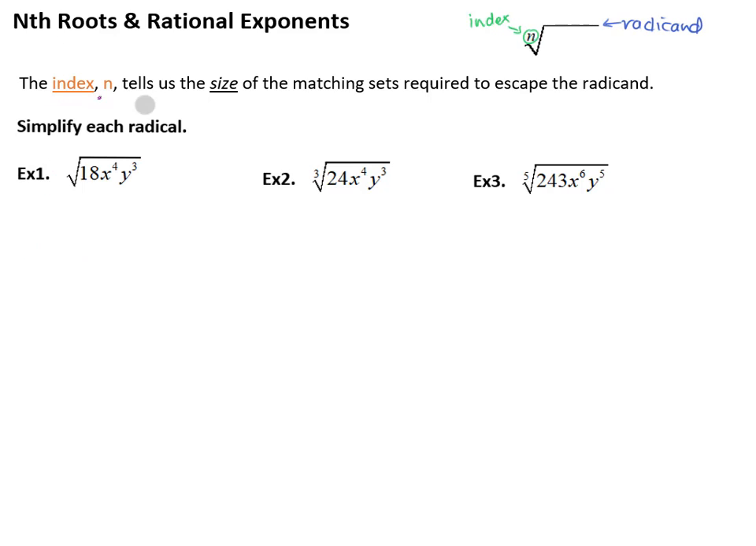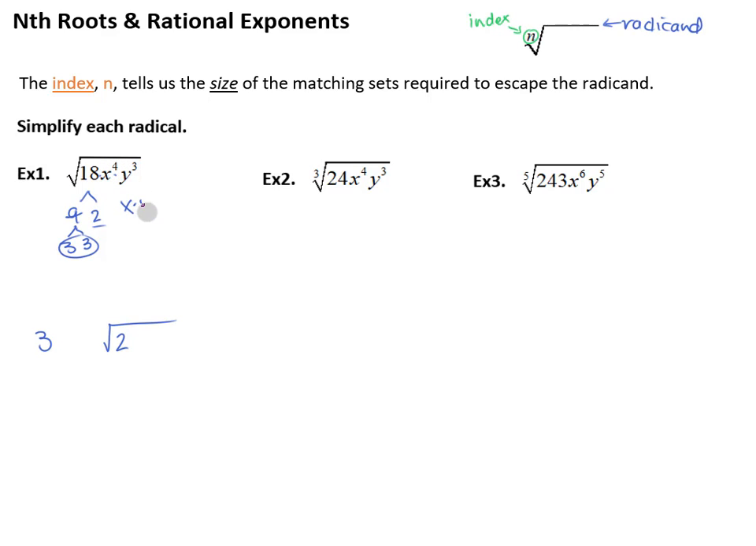Okay, so the index n basically tells us the size of the matching sets required to take anything out of our radicand. So for a square root, if I was simplifying this, right, because this is all multiplication, we can look for factor pairs. So you'd want to break this down and look for pairs. A pair of 3s means I get to take a 3 out of my radicand, and anything left over would go back inside. So the square root of 18 would simplify as 3 root 2. Hopefully we're okay with that.